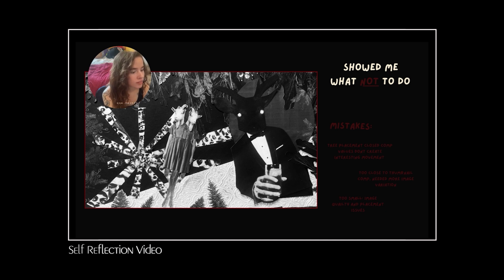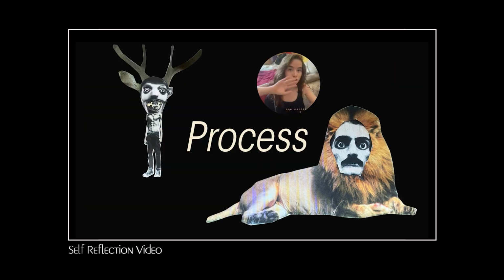So I realized some mistakes, like the tree placement around the comp kind of closed it in, and then I didn't think the values created interesting movement. There was no focal point in any sort of way. And I also realized I needed more image variation. It was too close to my value compositions. And when I constructed this collage, it was too small, so it felt like my image quality wasn't very good, and it narrowed down how much I could play with the placement. With what not to do out of the way, I could begin the collage process.